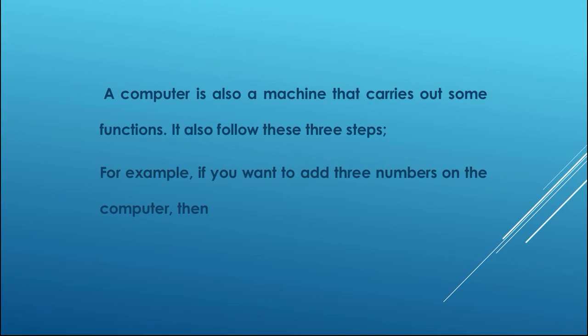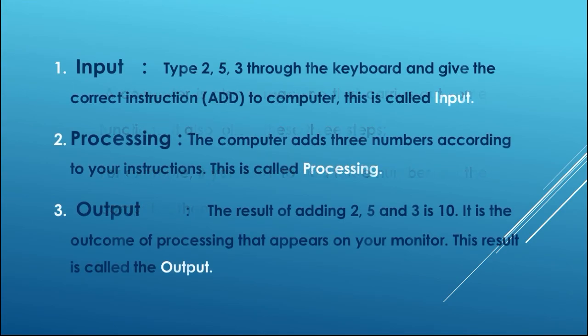For example, if you want to add 3 numbers on your computer, then as input, you'll put the 3 numbers into the computer, 2, 5, and 3, and you'll give the instruction add because you want to add them. The process is adding 3 numbers, which is done by the computer. Then the output is number 10. 2, 5, and 3 is equal to 10, and now the process is done and you get the outcome, the output on your screen, which is the final result, the final product. So the input was the numbers, the process was adding them, and the output was the result, the final answer we get.